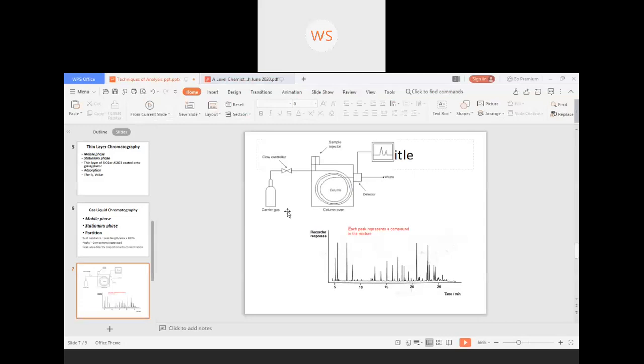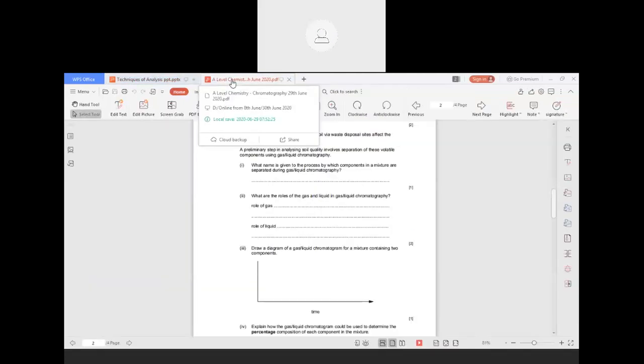Okay then. So the gas is the mobile phase, and the liquid is the stationary phase. The column holds the stationary phase. So the role of the liquid is the stationary phase.